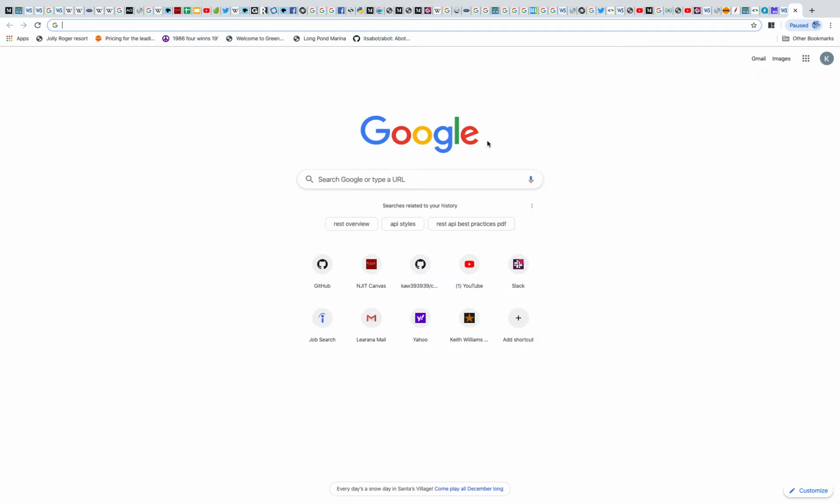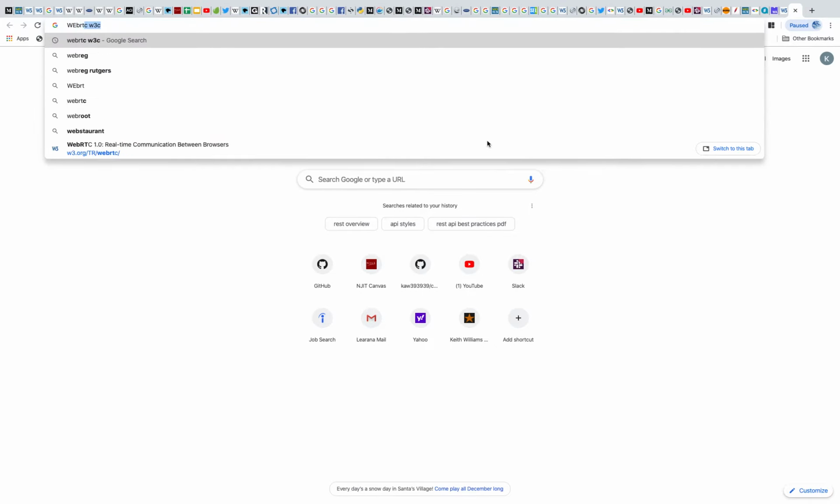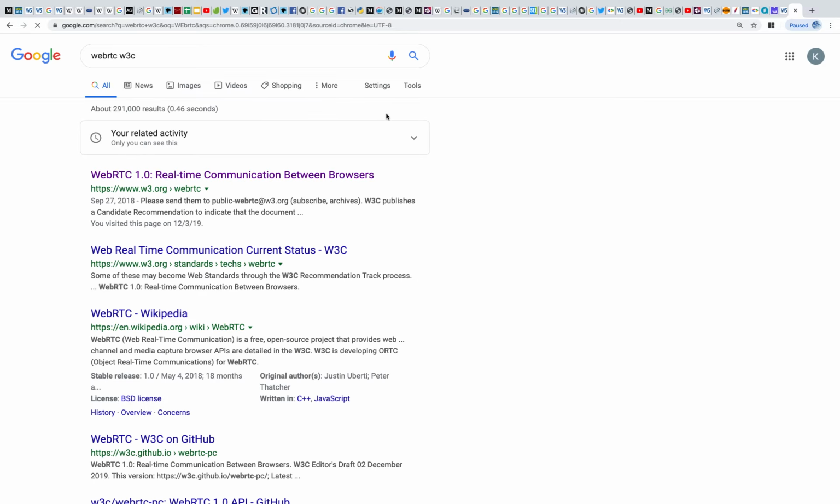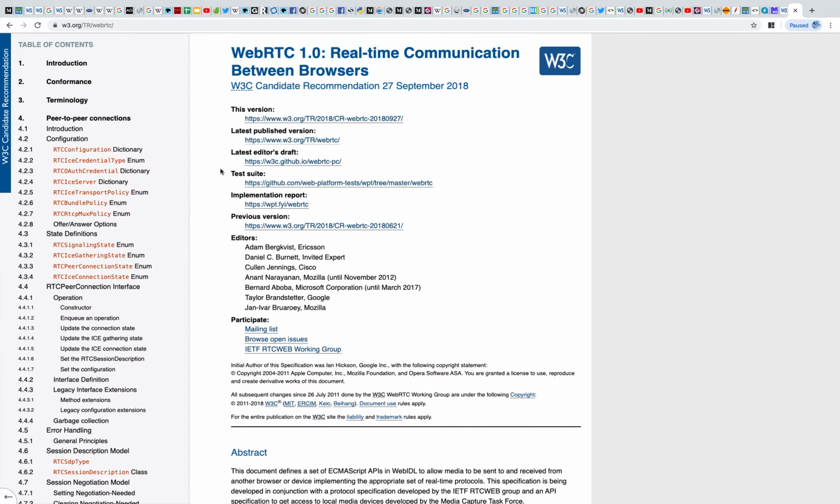So the W3C had what's called WebRTC. Did you guys ever hear of WebRTC? No. So these are all buzzwords you need to know. If you want to talk in tech and have tech nerdy jobs, this is the lingo.